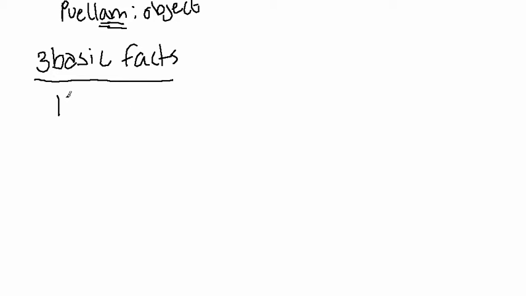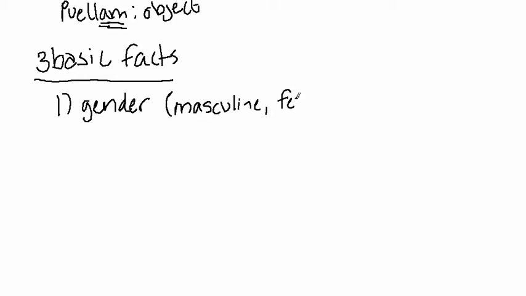So first of all, nouns have gender. If you've taken Spanish or maybe French, you are probably pretty familiar with this concept of nouns having gender. However, Latin is different in that instead of having 2 genders, masculine and feminine, it has a 3rd gender as well. So it has masculine, feminine, and the 3rd gender is neuter, which is neither masculine nor feminine.